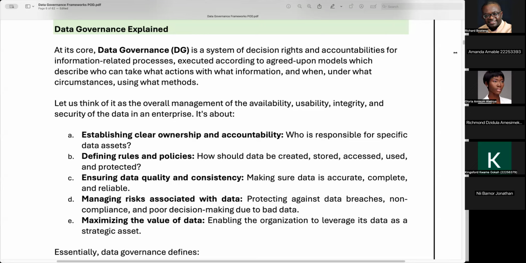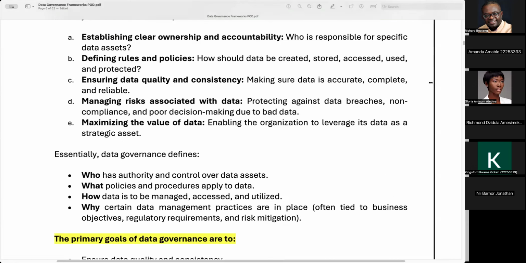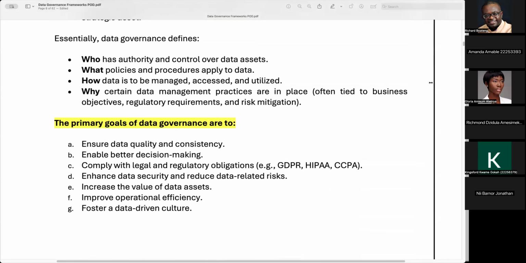Exactly. The source clarifies this really well by listing what data governance defines. It defines who holds the authority and control, those decision rights we mentioned. It defines what policies and procedures govern how data is used, the standards, the rules. It specifies how data is managed, accessed, and used through its whole life cycle. Right. And critically, it articulates the why behind all these practices, linking everything back directly to the business objectives, the regulatory mandates like Ghana's Act 843, and the specific risk mitigation needs.